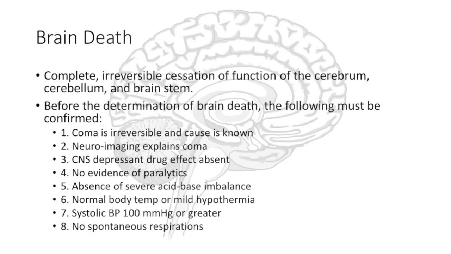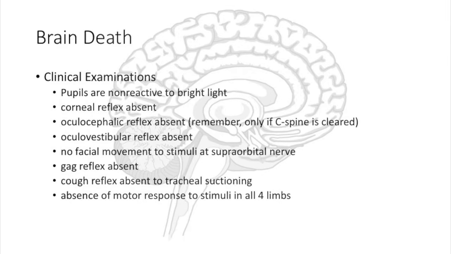So for brain death, your examinations are going to include pupils that are non-reactive to bright light. The corneal reflex is absent. The oculocephalic reflex is absent. Remember, you're only going to do this cranial nerve 8 assessment if the C-spine is cleared. Also, the oculovestibular reflex is absent. Remember, that's the cold calorics. No facial movement to stimuli at the supraorbital nerve. No gag reflex, no cough reflex, and absence of motor response to stimuli in all 4 limbs.